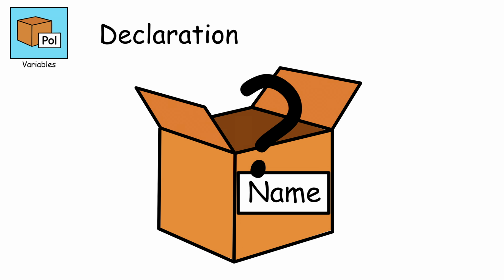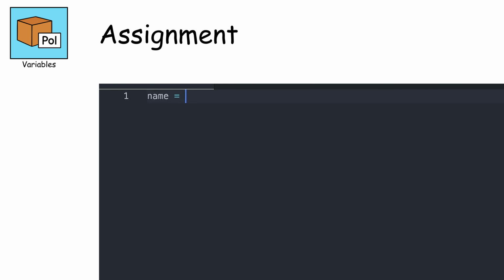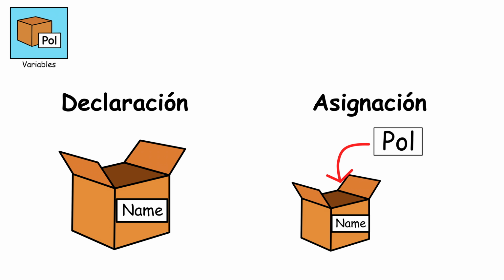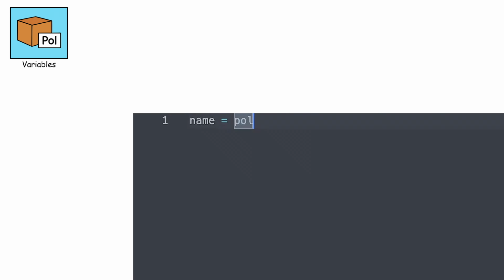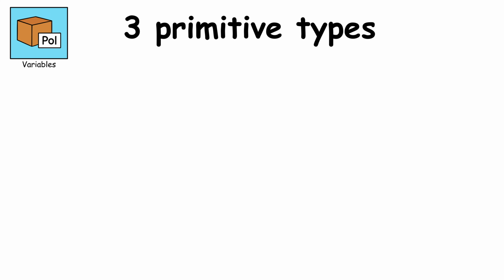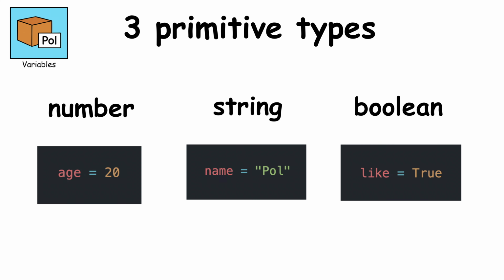We need to put some data inside, and that step is called assignment. Assignment is basically putting something inside the box, which in programming is giving a value to a variable. For example, we can put Paul inside the name box. By doing the declaration and the assignment, we are left with a variable name with the name Paul. These values that we can assign to a variable are normally reduced to 3 main types or primitives: numbers, strings which are like text, or booleans which are true or false.